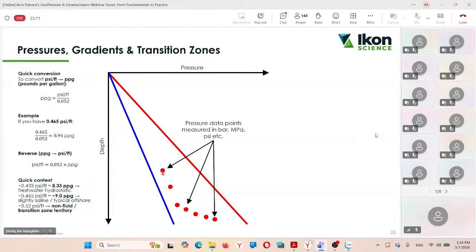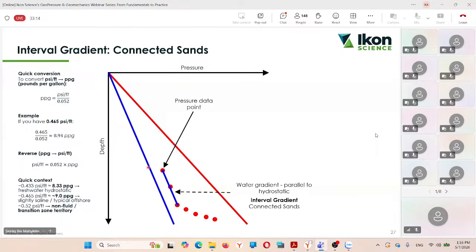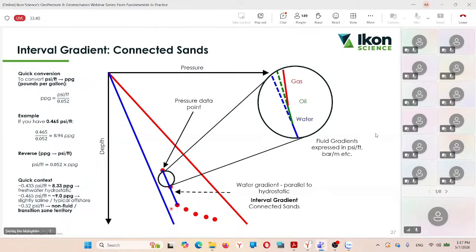So how do we analyze this kind of data, when we go a little bit into interpretation and we have a connected sand, right? In a connected sand, the fluid is always in equilibrium, meaning that the pressure is being distributed equally. So pressure follows a clean, consistent gradient like this. If it's water, it follows the water gradient. If it's gas, it follows the gas gradient. And if it's oil, it follows the oil gradient, basically. So one clean line like this means we have one continuous pressure system.